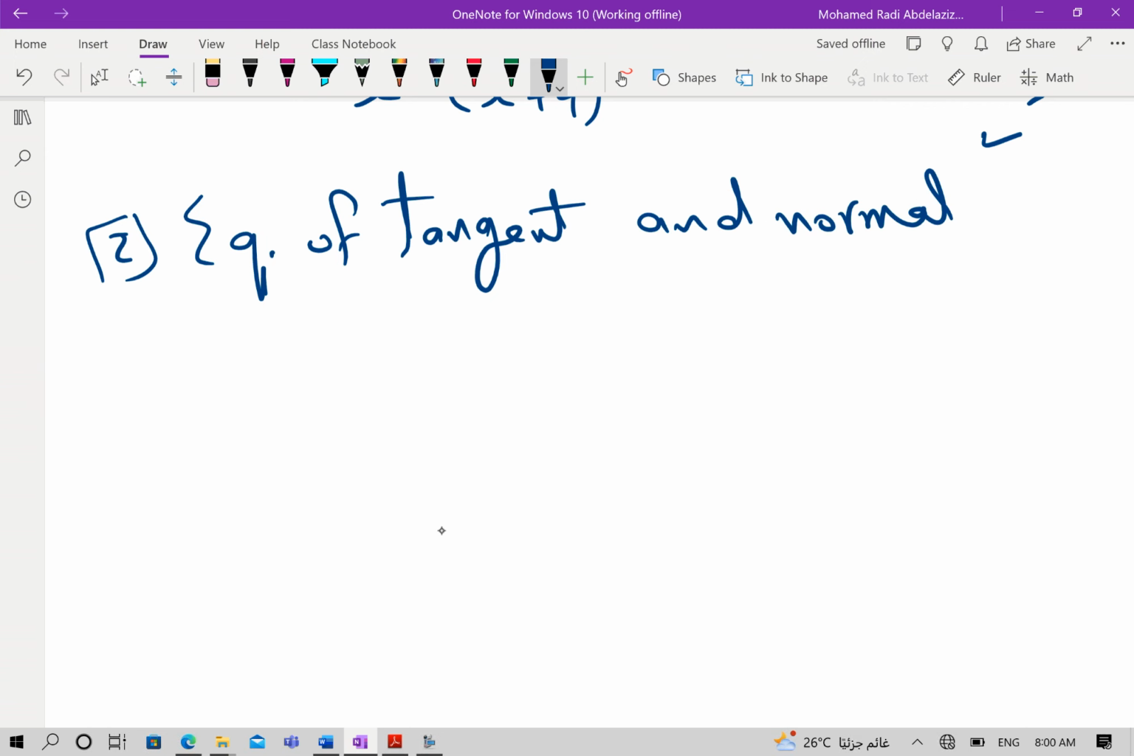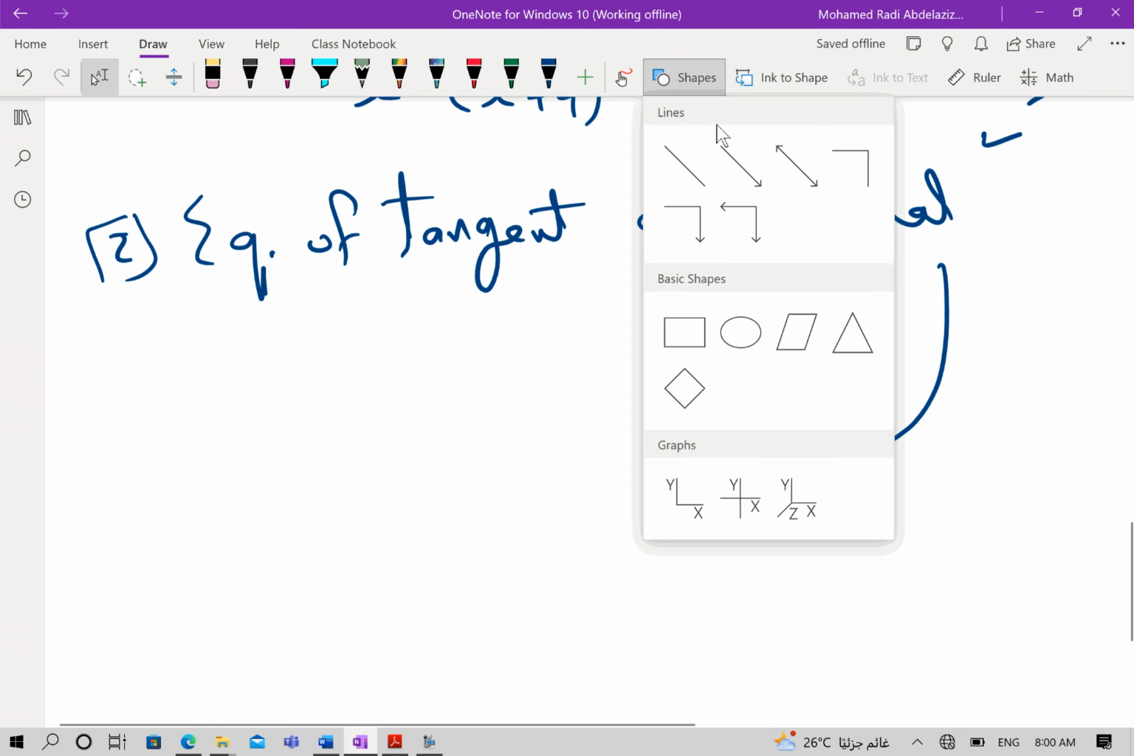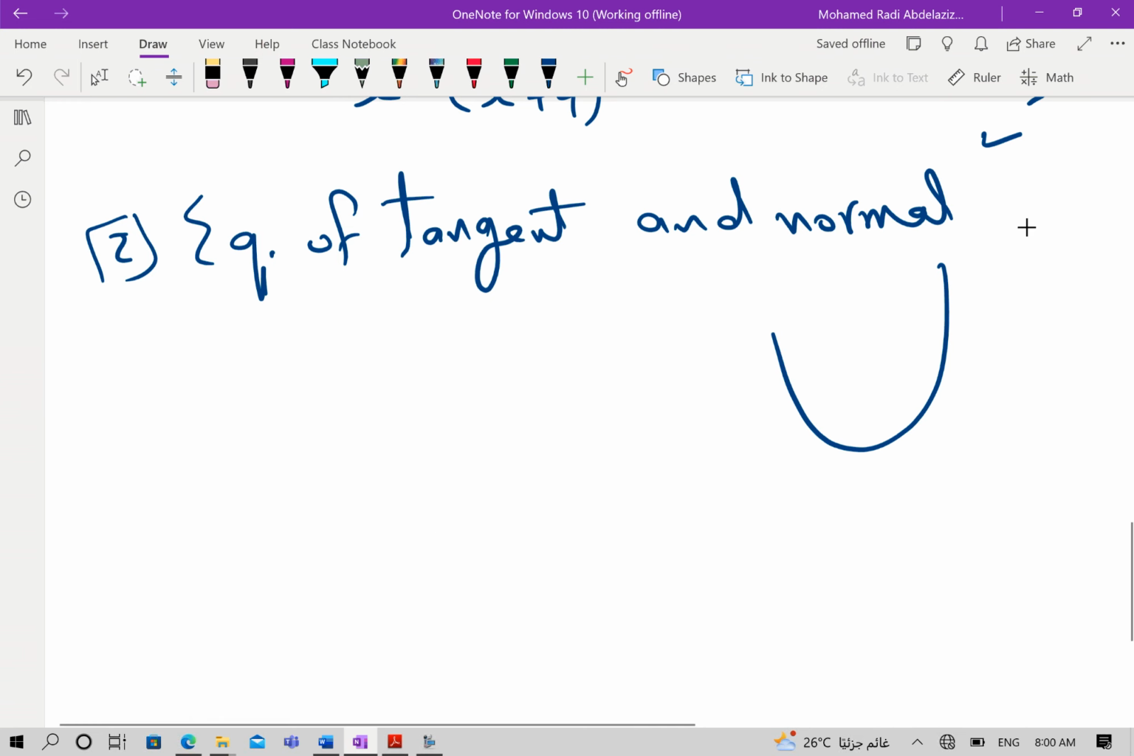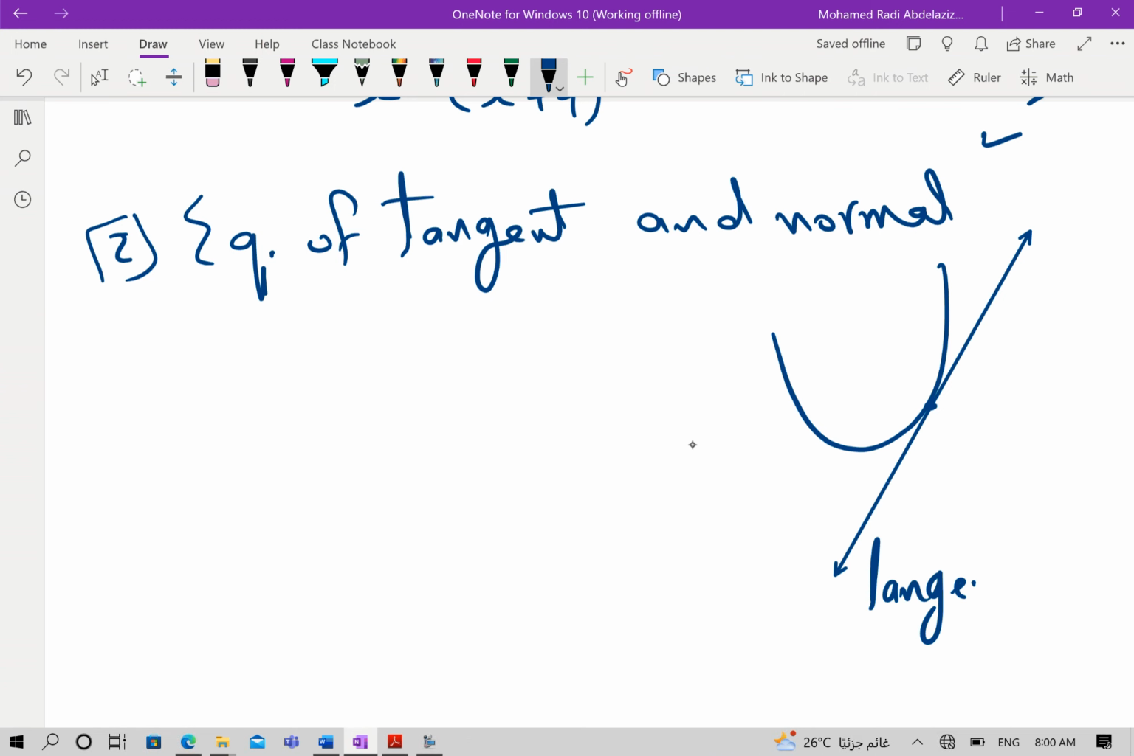In general, if we have a curve from a function and we are asked at any point what the gradient is, we differentiate and substitute by the point. What about the tangent? This line is called the tangent. How do we find the equation of a tangent at a given point?